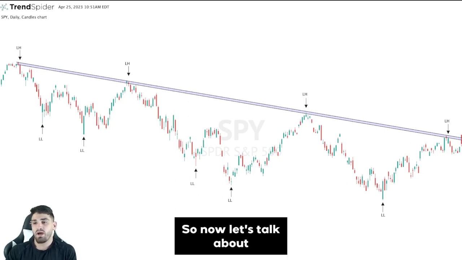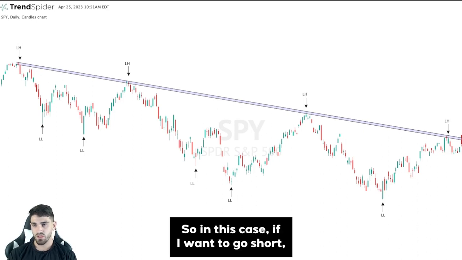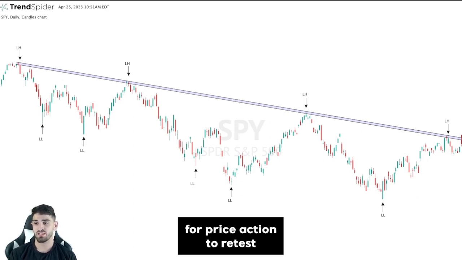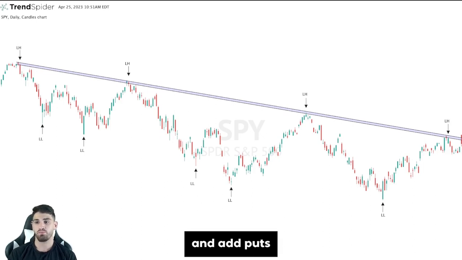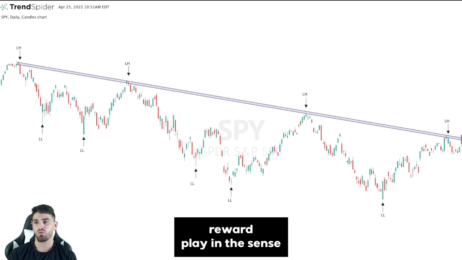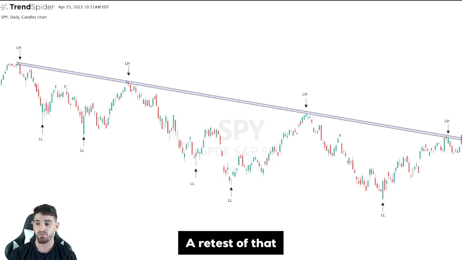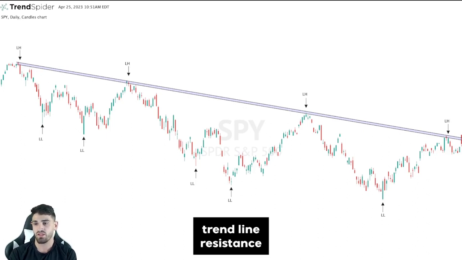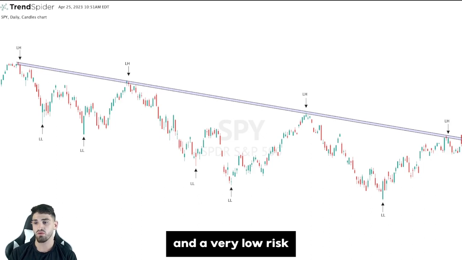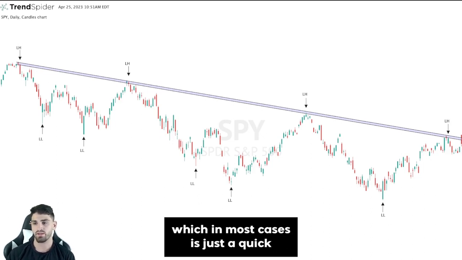All right, so now let's talk about a few trading rules and strategies with respect to trend lines. In this case, if I want to go short, I would simply wait for price action to retest my downtrend trend line and add puts with a stop on a break of that downtrend. So it offers a really high risk to reward play in the sense that I'm adding puts off of key resistance, right? A retest of that downtrend trend line resistance, with a very high reward to the downside on a rejection, and a very low risk being a stop on a candle close over the trend line, which in most cases is just a quick and small paper cut.